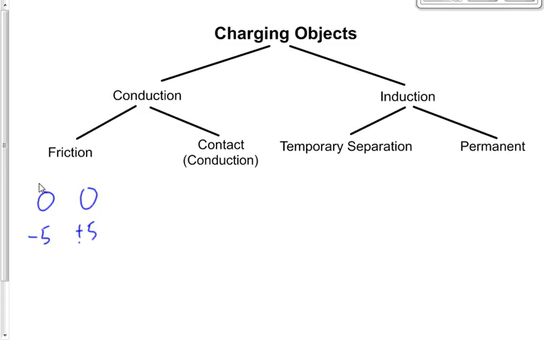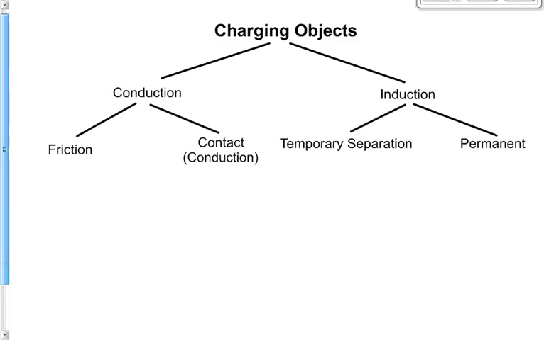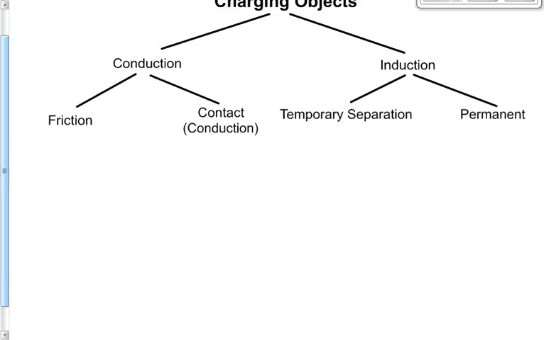All right, let's spend a little bit more time on the last one here, which is induction and the two categories within induction, temporary separation of charge and a permanent charge. Let's draw an object here that's neutral. It doesn't have to be a circle, by the way. It could be any shape. It could be a human shape, right? It doesn't matter what it is. It's neutrally charged. It's got an equal number of positives and negatives.